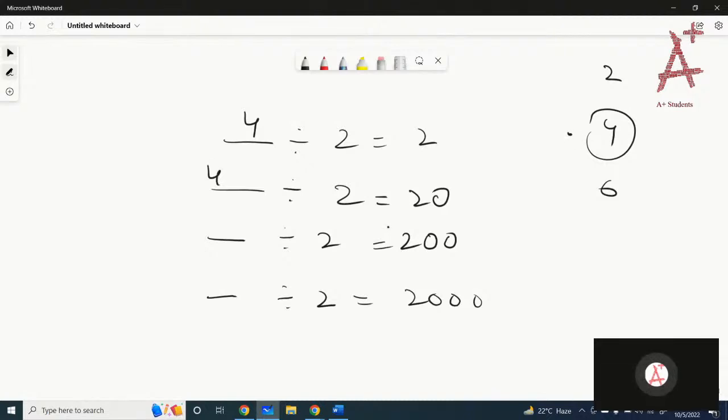4. Then 40 divided by 2 is 20. Then 400 divided by 2 is 200. And then 4000 divided by 2 is 2000. The correct option is the second one. Got it? Select the correct option and click on the OK button.